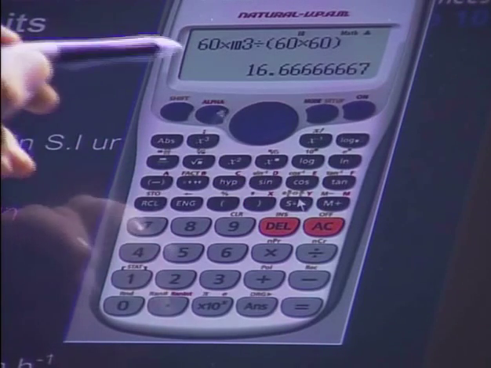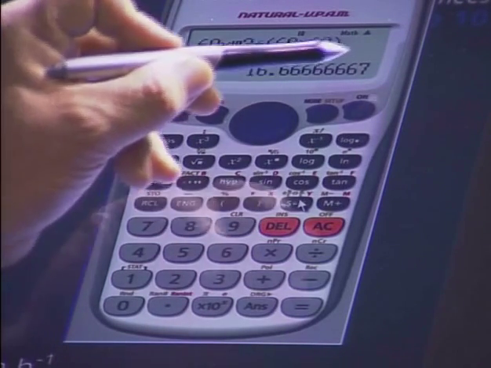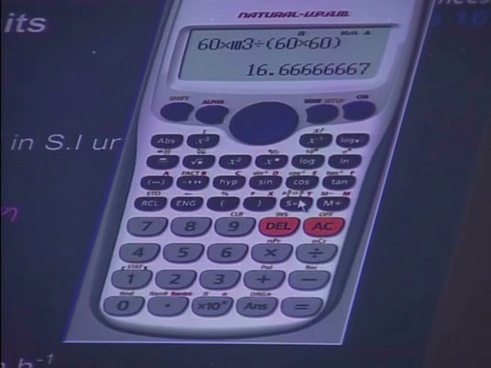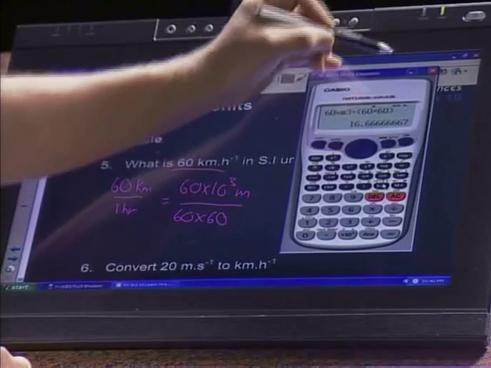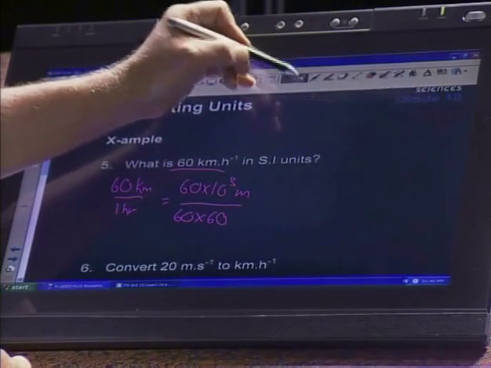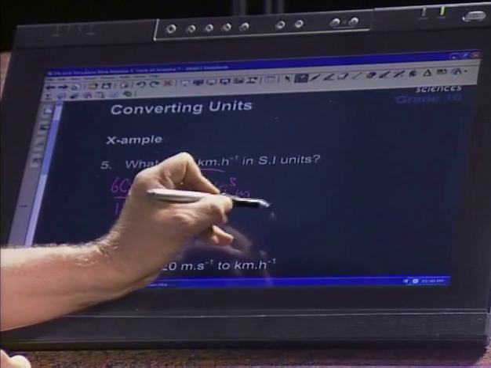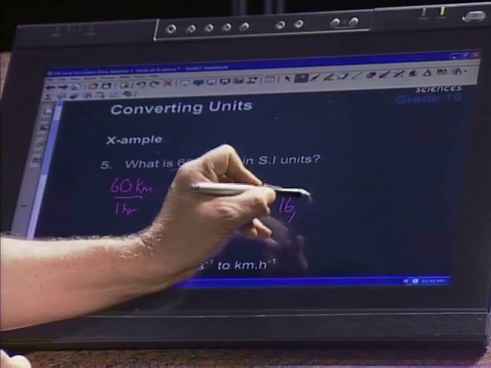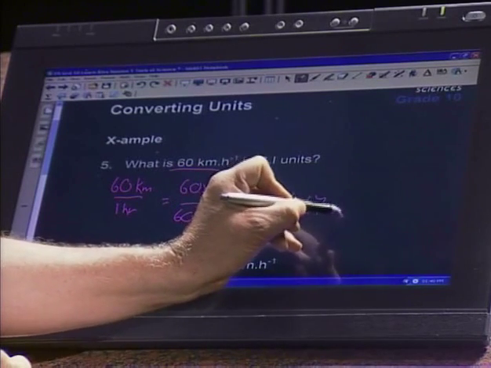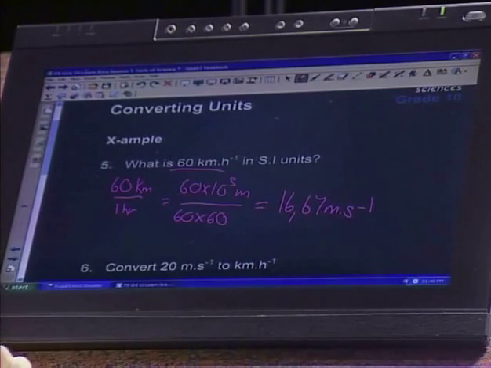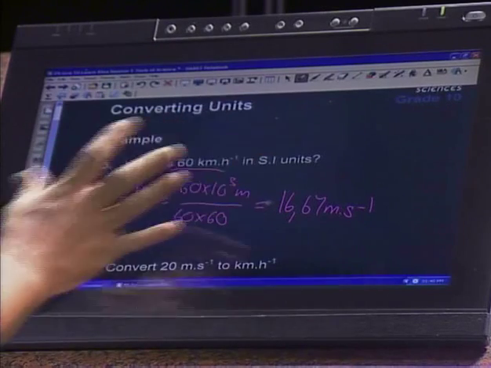And there we go. 16,6666 recurring meters per second. Remember the rule, 2 decimal places. So what we're going to do is write that as equal to 16,67 meters per second. Now, some of you are saying, but hold on, that was a lot of work.